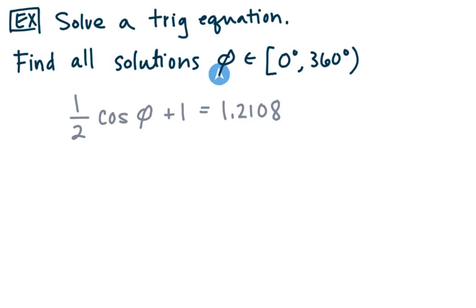We're going to find all solutions for phi as long as phi is inside one rotation of the unit circle, so between 0 degrees and 360 degrees. So we want to solve for phi. The equation we have is 1/2 cosine phi plus 1 equals this decimal value, 1.2108.